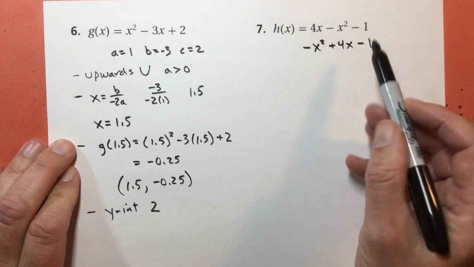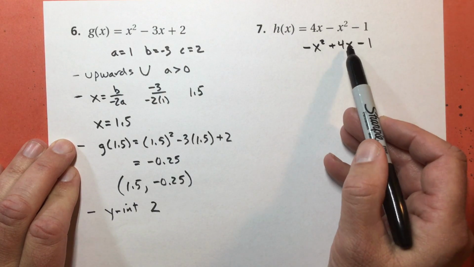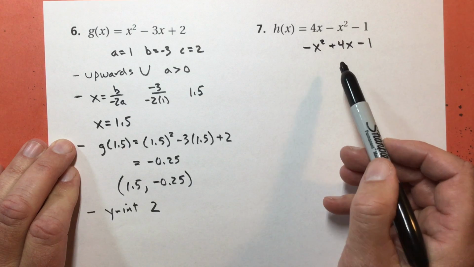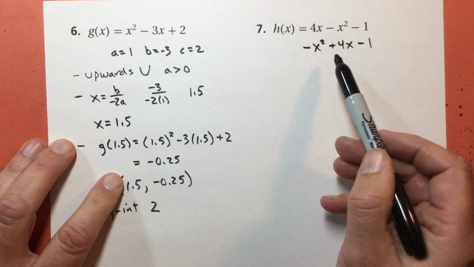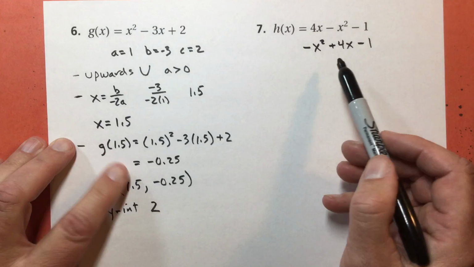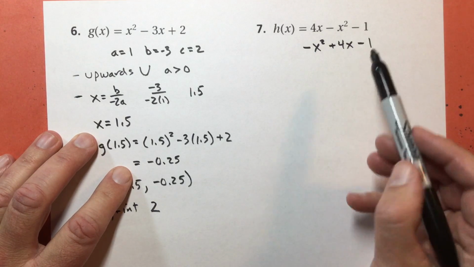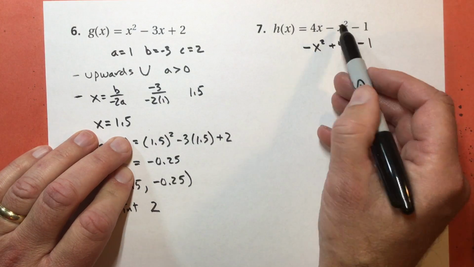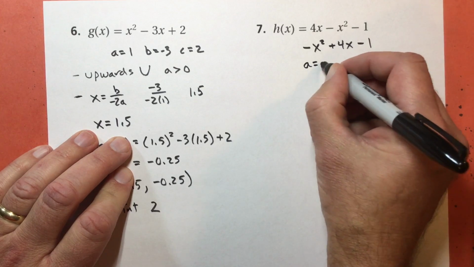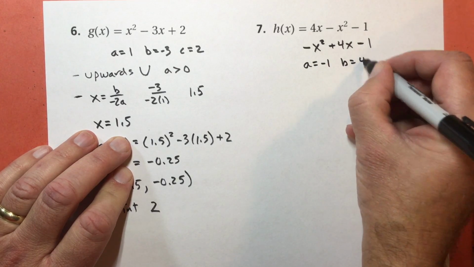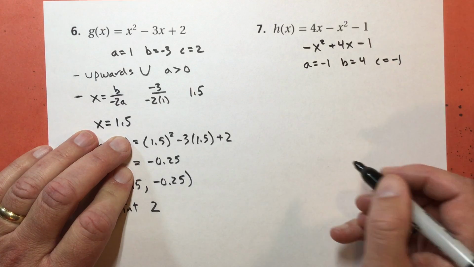Now it's in proper form. Highest exponent first, next highest. And this will make more sense when we do problems that have higher degree than 2. Right? You will see that they descend in order. But you got to switch these two. So my a equals -1, my b equals 4, and my c equals -1.